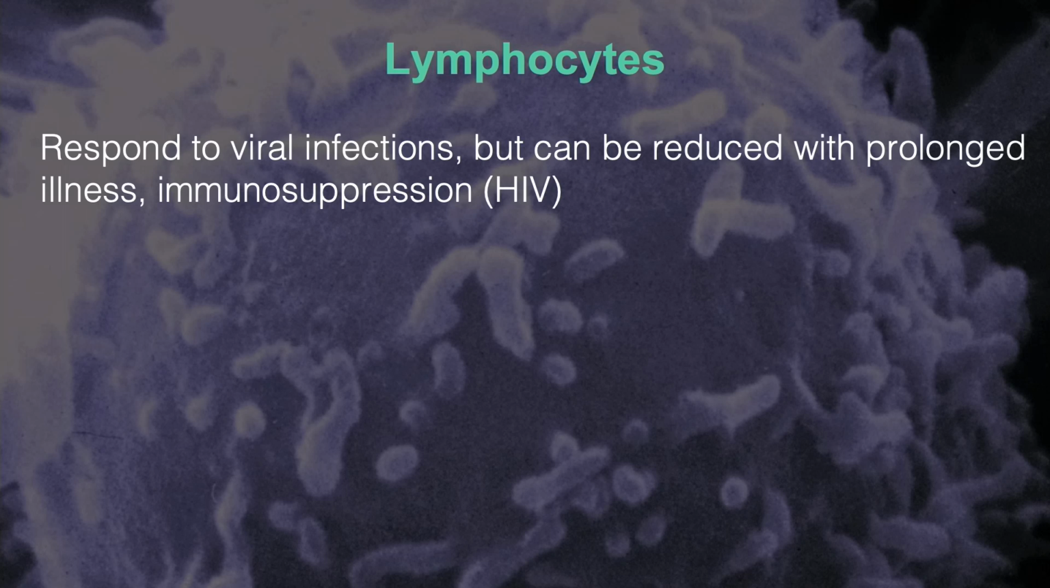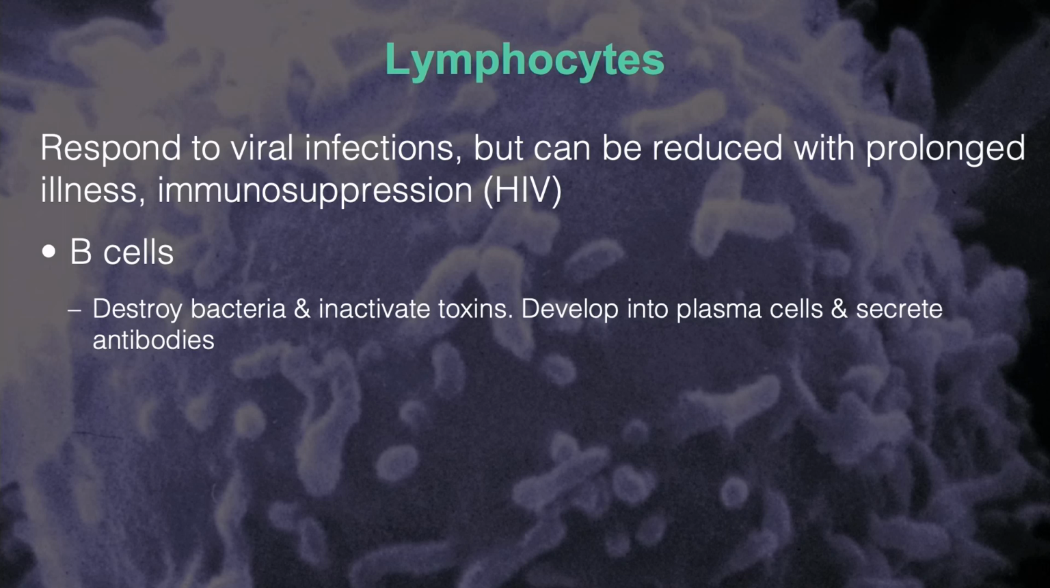And even though I'm going to show you 3 categories of lymphocytes, within each category there are helper cells, there are killer cells, there are a bunch of different types of cells. So they ramp up with infection. They can be reduced if the infection persists or with therapy like immunosuppression and HIV.